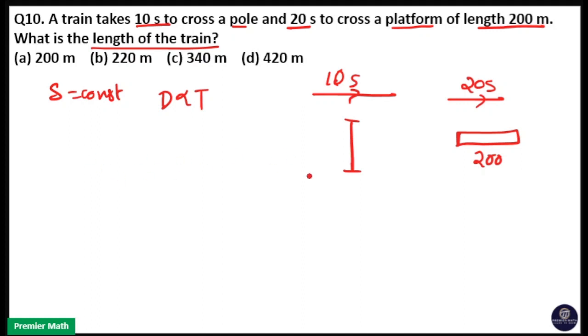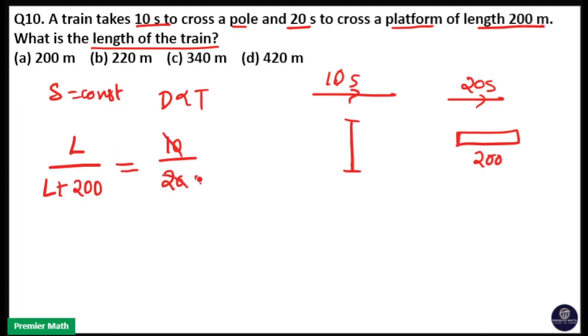So if you take the distance ratio, in the first case, the train crossing the pole means distance is equal to the train length. I will take train length as L. Then in the second case, when the train crosses the platform, distance will be length of the train plus platform length, that is 200 meter. So distance ratio L by L plus 200 is equal to time to cross pole, 10 seconds, and time to cross platform, 20 seconds.